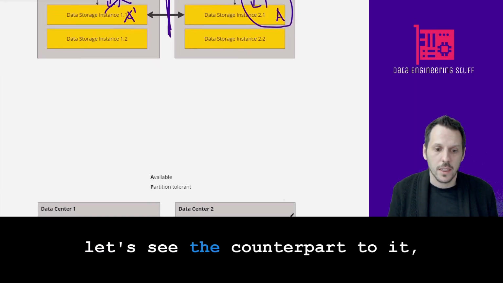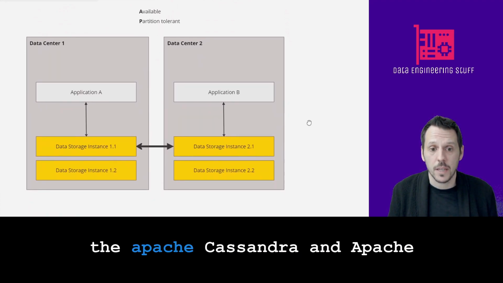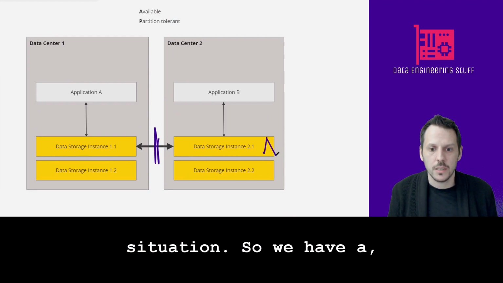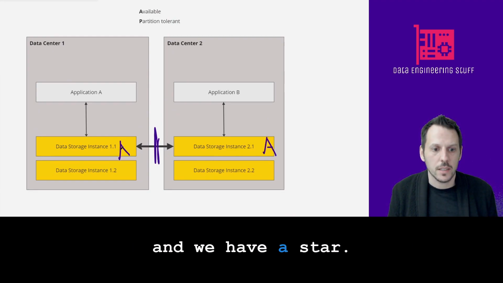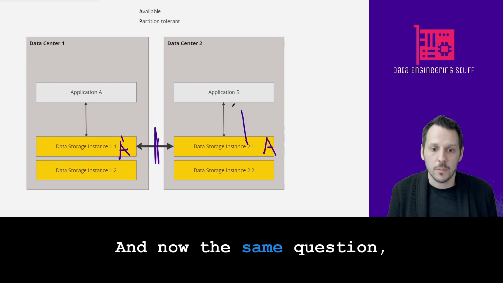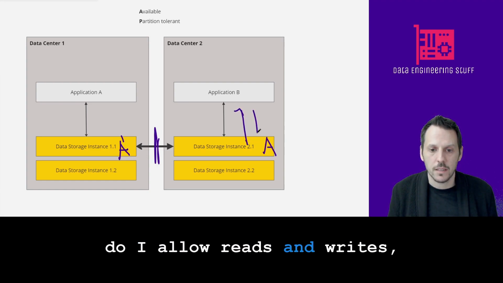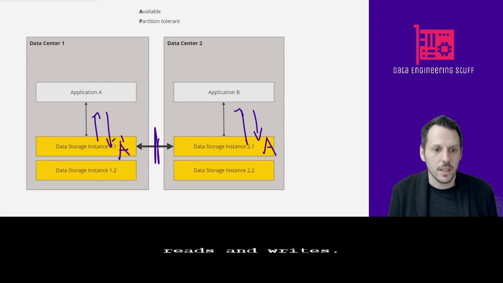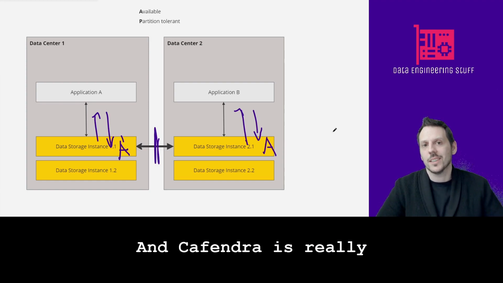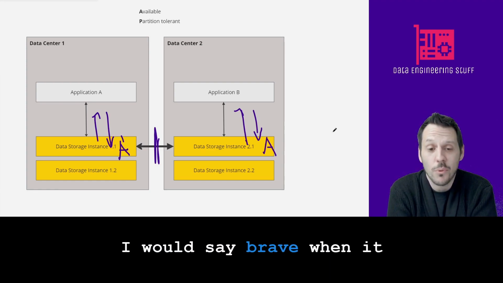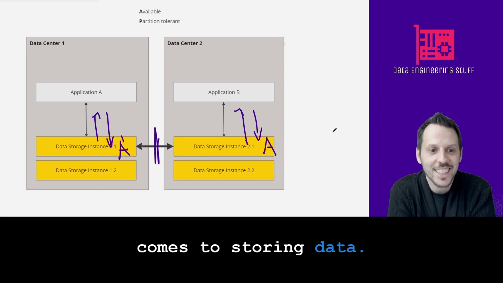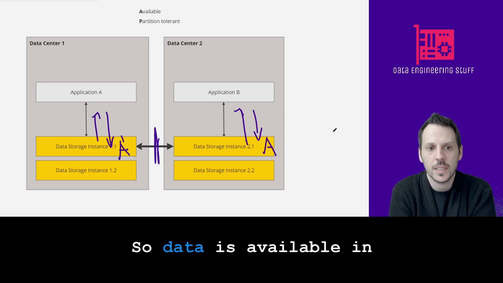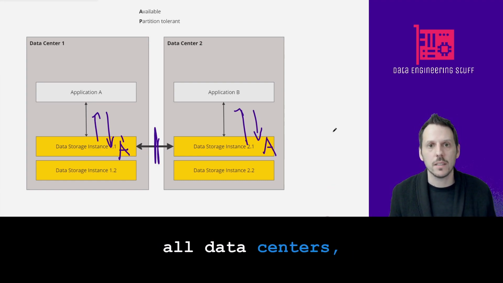Let's see the counterpart to it, Apache Cassandra. How would Apache Cassandra handle the same situation? So we have A and we have A star. And now the same question: do I allow reads and writes? Sorry for my drawing. And Cassandra is really, I would say, brave when it comes to storing data. It says everything is allowed. So data is available in all data centers. Everything is there, and everyone can read and write.